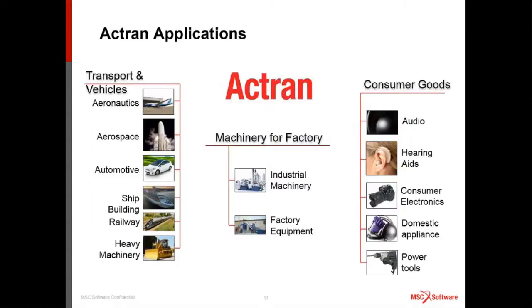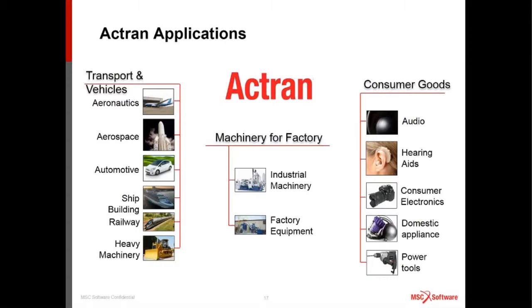So Actran is widely used in a very wide range of applications. For example, of course, transport and vehicles in aeronautics, aerospace, automotive, but also in machinery for factory, for example, industrial machinery or factory equipment, and finally also in consumer goods. So for example, loudspeakers, hearing aids, or even domestic appliances such as vacuum cleaners.